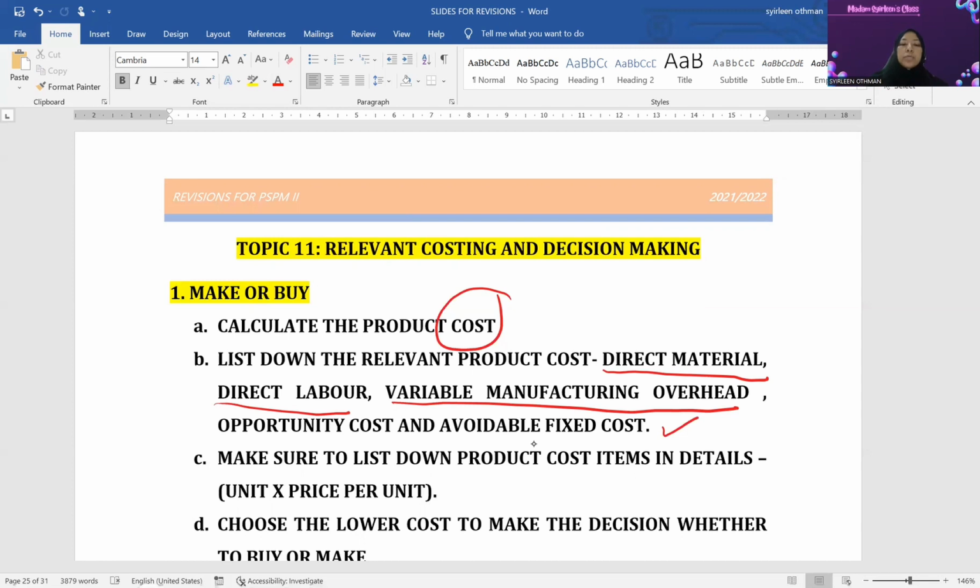Okay, so make sure you must list down the product cost item in details. In details, that means kita mesti letak dalam pengiraan di dalam bracket how many units you are going to produce, multiply dengan the price per unit. Okay, so let's say dia 4,000 unit, darab RM2. So in the make column should be 8,000 ringgit. You don't simply write 8,000 sahaja without showing how many units is involved and how much is the cost per unit.